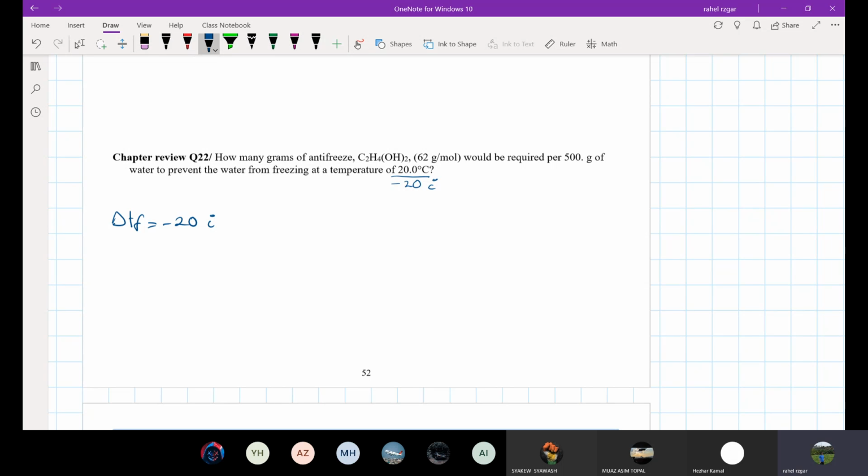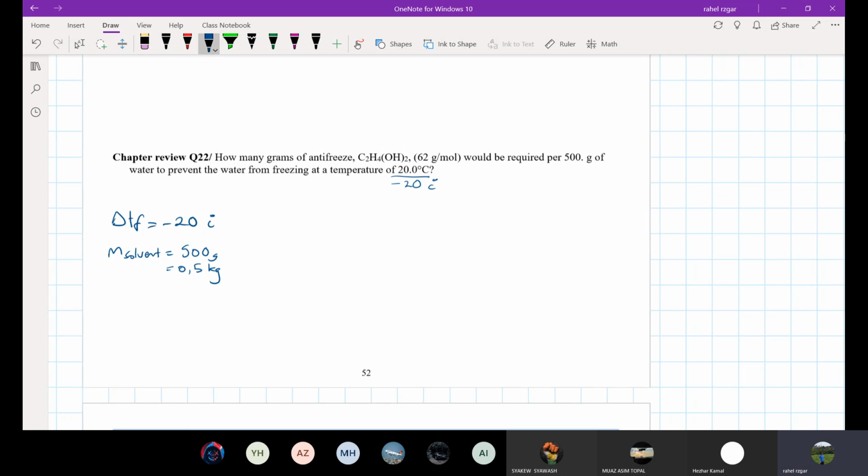If you put some antifreeze into water, you know antifreeze, the radiator in cars. If you put some antifreeze, the water will not freeze during winter times when it's very cold. So how many grams of antifreeze are we going to need until delta TF is minus 20? All right. What else is given? Mass of solvent is given, which is 500 grams. Whenever you see solvent, please convert it to kilogram, always.